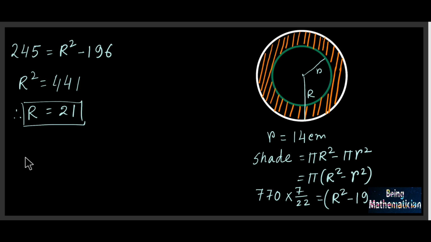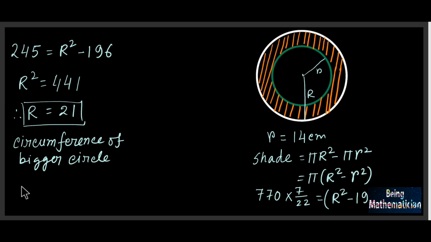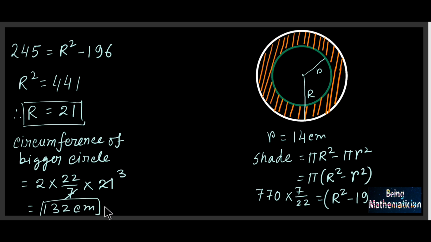Now let's find the circumference of the bigger circle. So circumference of bigger circle is equal to 2 pi R, 2 into 22 by 7 into R. So it is 7 threes are 21, and now 6 is multiplied by 22, so it must be 132 centimeter. So the circumference of bigger circle is 132 centimeter. It is our answer.